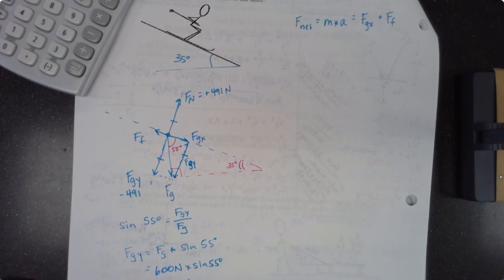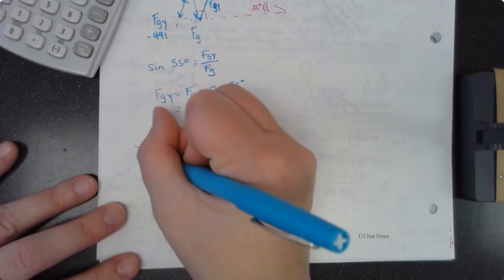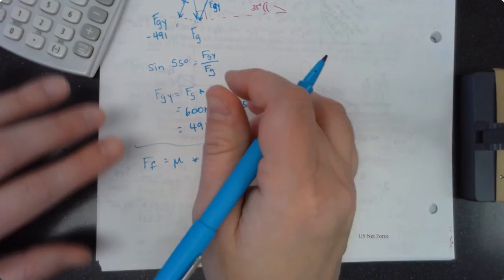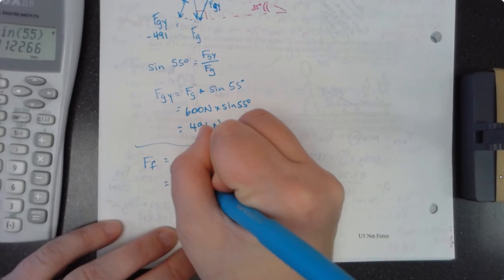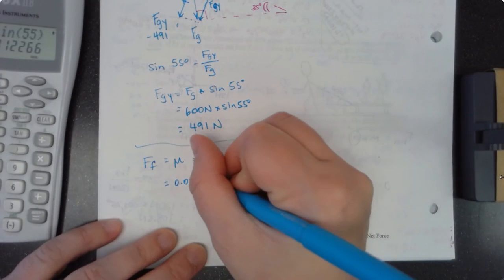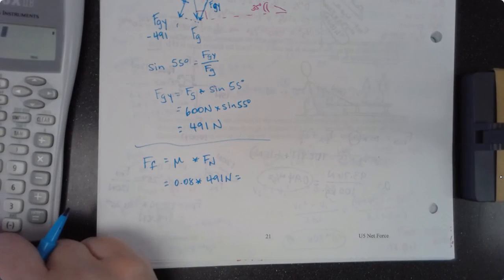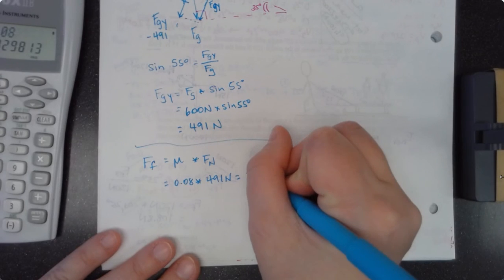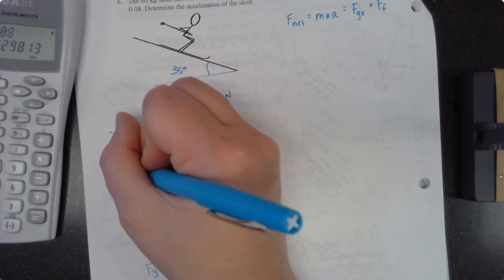If I want to solve for friction then, friction is going to be equal to the coefficient of friction times normal force. We're given a coefficient of friction of 0.08. We multiply that times our 491 newtons, get 39.3 newtons. That's going to need to be negative because of the way we've drawn our force diagram.